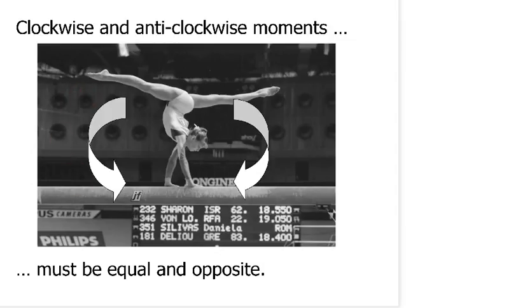But in any case, as long as she is in equilibrium, all of these moments have to balance out. And of course, there's also forces here. The downward force of her weight has to be equaled by the upward force provided by the beam. So again, all of these forces have to balance out, and the moments have to balance out. The total clockwise moments have to equal the total anti-clockwise moments in order for her to be in equilibrium. Okay, so that's an explanation of equilibrium conditions. Hope that was clear.